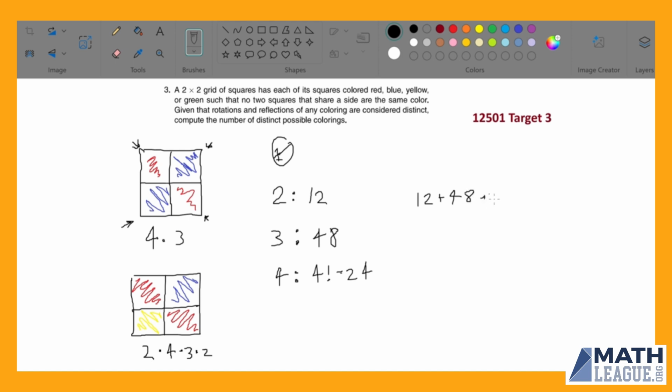So the total is 12, plus 48, plus 24, or 84, which is our answer.